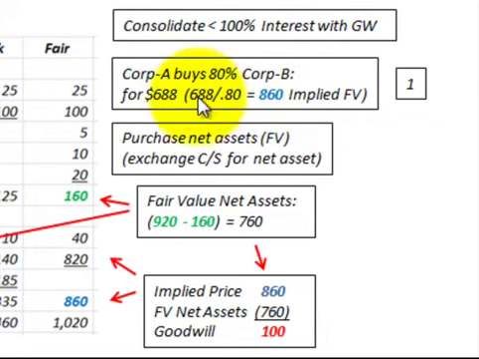So we do that by using our arithmetic here. We take the $688,000 and divide it by 80%, or 0.8, and we get $860,000. That's the total implied fair value for the subsidiary, Corporation B.